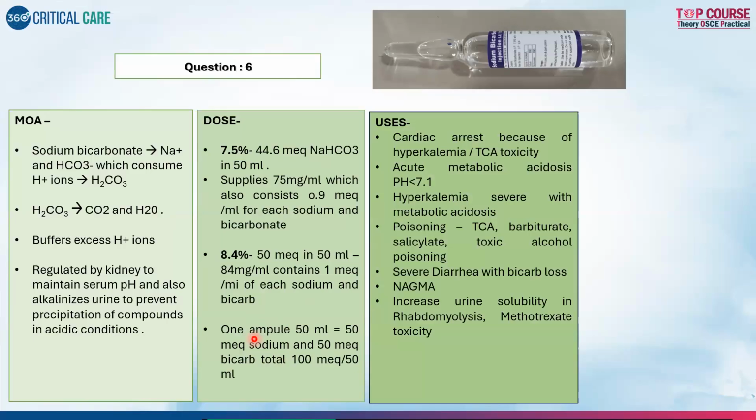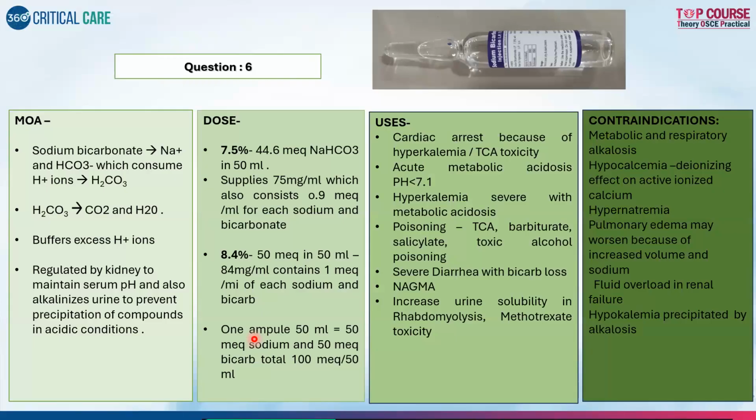Uses: it is used in case of cardiac arrest because of hyperkalemia, basically severe metabolic acidosis, where your pH is less than 7.1. That's where it is used. It is also used in certain poisoning cases like tricyclic antidepressants, barbiturate poisoning, severe diarrhea with bicarbonate loss, again related to severe acidosis, normal anion gap metabolic acidosis, and increasing the urine solubility in case of rhabdomyolysis or methotrexate toxicity. FAD is what we call it as.